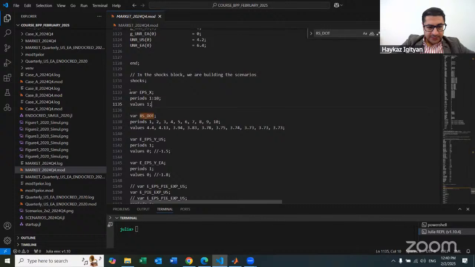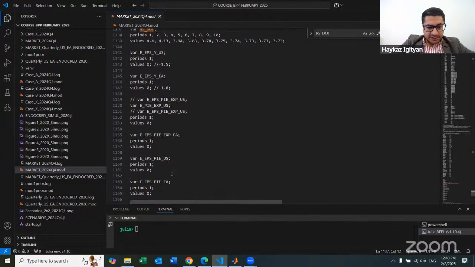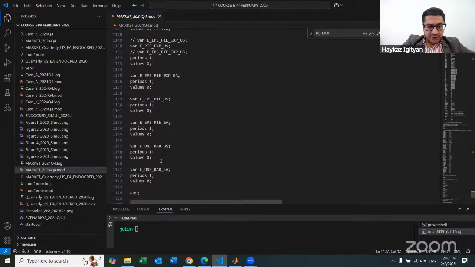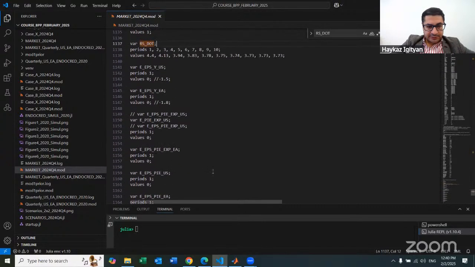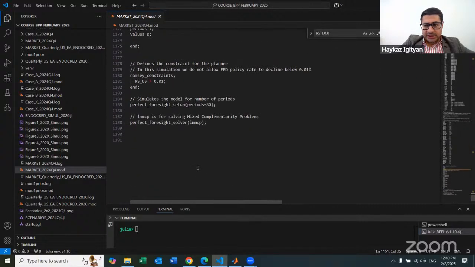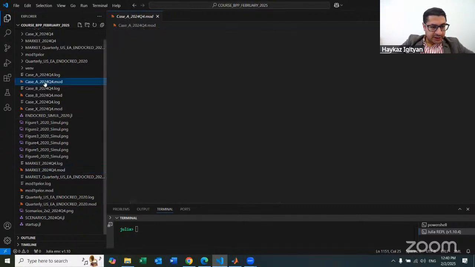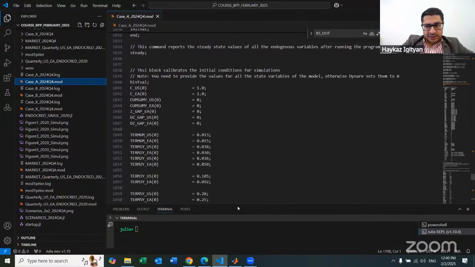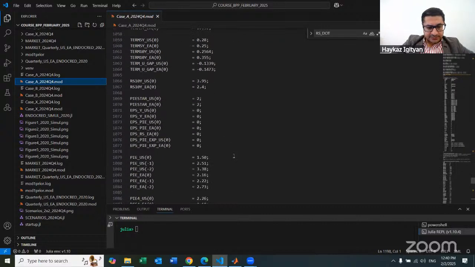Here, in the market reference scenario, we put this path of the interest rate, and that's it. All other shocks are zero. We don't have any shocks. And we do exactly the same setup, and because again it's a mixed complementarity problem, LMCP. Then case A. The initial conditions are the same for case A.